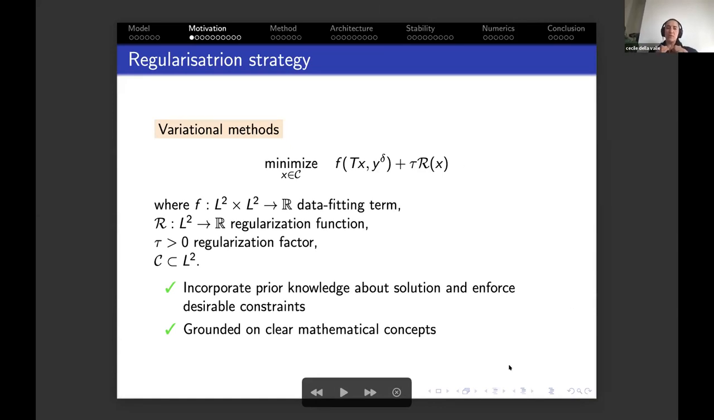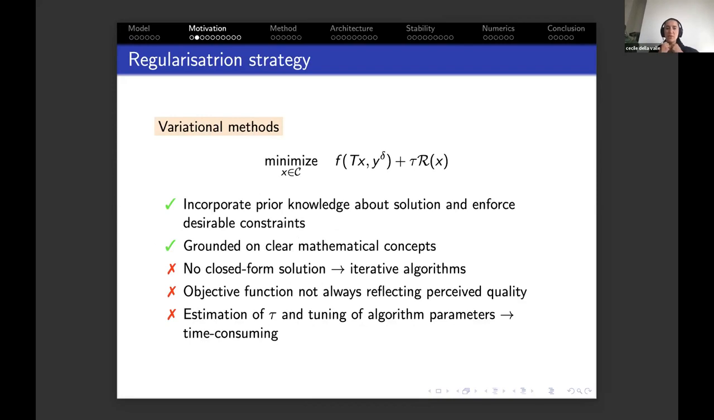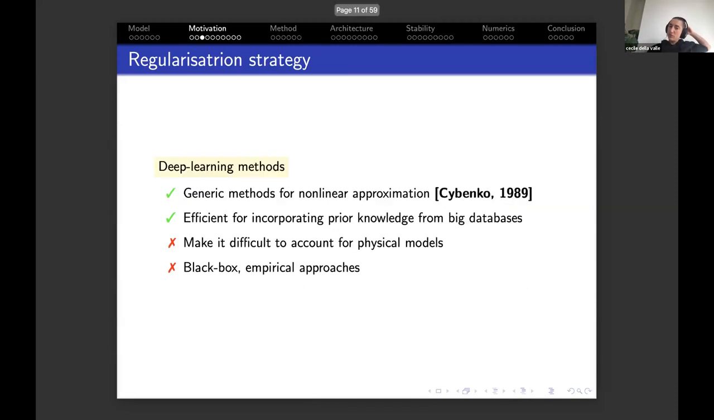So this approach incorporates prior knowledge about the solution and enforces desirable constraints, and is grounded on clear mathematical concepts, but it has drawbacks. We don't have closed-form solutions, so we have to use iterative algorithms. The objective function does not always reflect the perceived quality, and estimation of the regularization parameter and the algorithm parameter is time consuming. It is only done by experiment, and sometimes we don't have general rules to set these parameters. On the other hand, in deep learning methods, we have a generic method for nonlinear approximation.